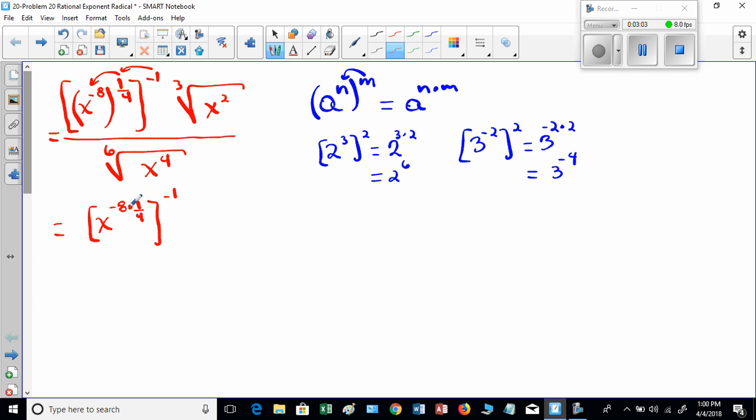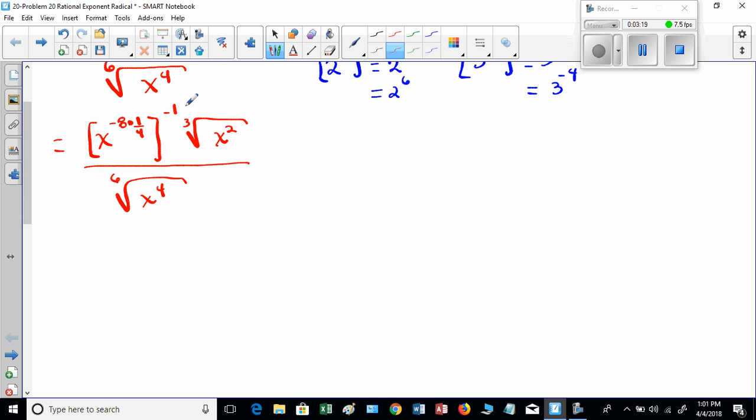This is a multiplication sign here. This is going to be multiplied by the cubic root of x to the second, and all this will be divided by the 6th root of x to the 4th power. Before we apply the power of a power for the -1, we're going to simplify this a little bit more. You have -8 times 1/4. 1/4 is a fraction, so we're going to convert -8 into a fraction to make the work a little bit easier. And how do you multiply fractions? You multiply the numerator with the numerator and the denominator with the denominator.